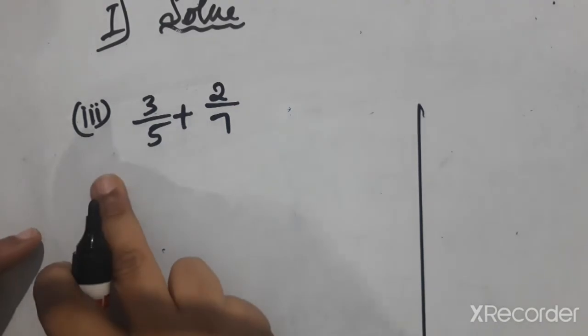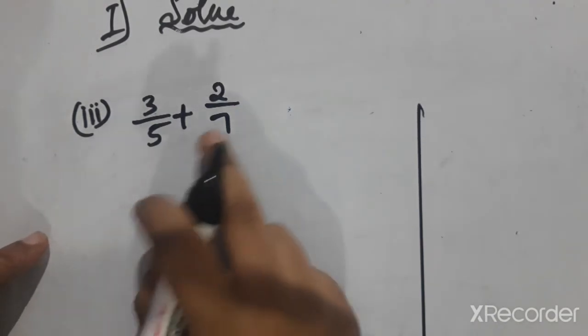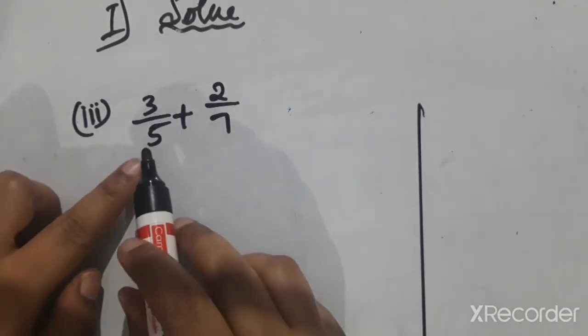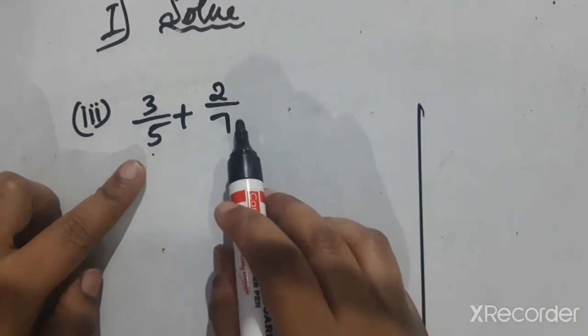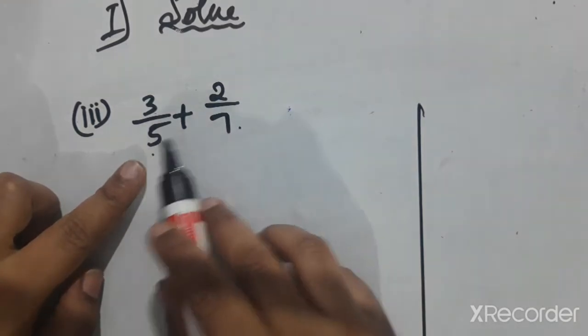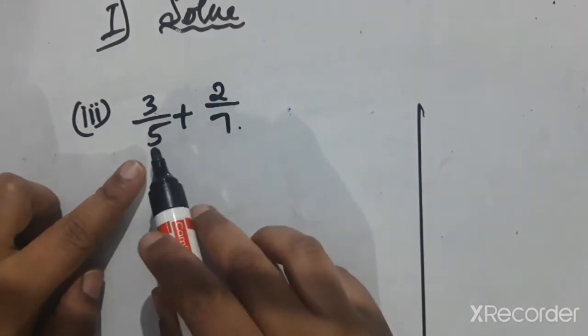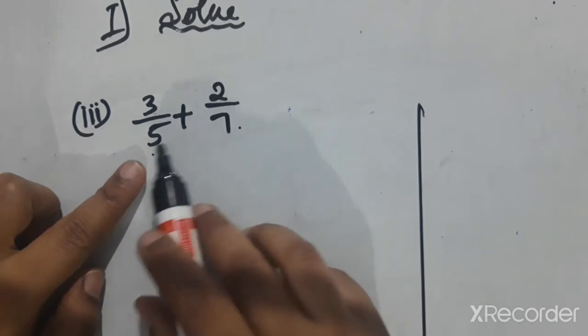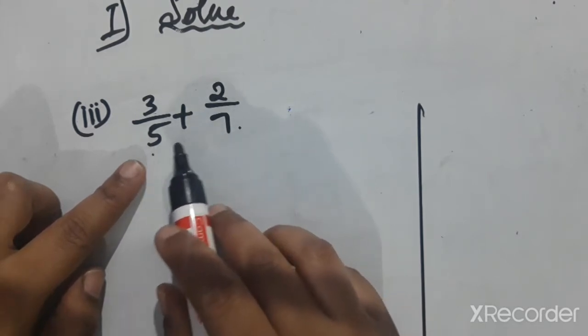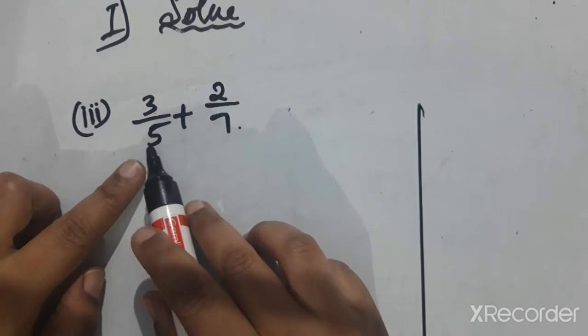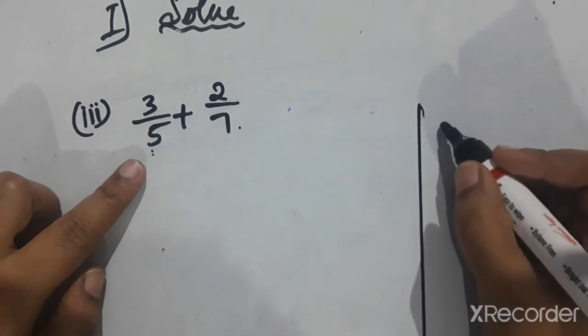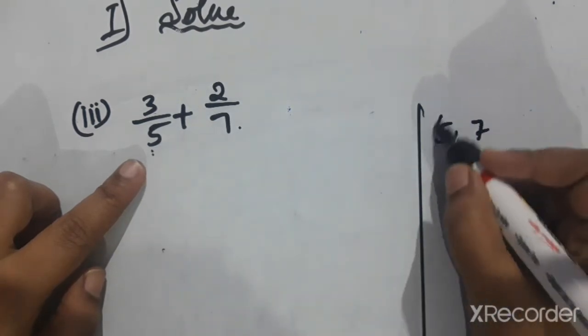Now the third question: 3 by 5 plus 2 by 7. The first number is a fraction and the second number is also a fraction. The denominators are different numbers, so convert into like fractions. Like fractions means the denominators have the same value. So first find the LCM of the denominators 5 and 7.